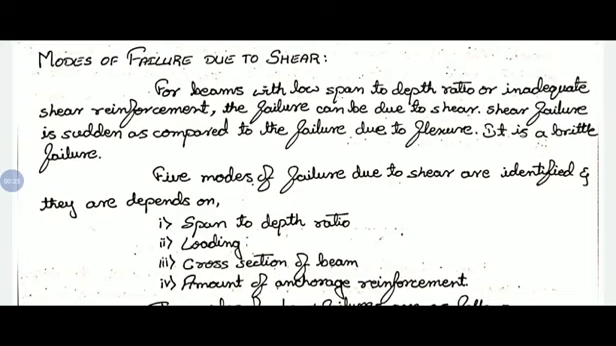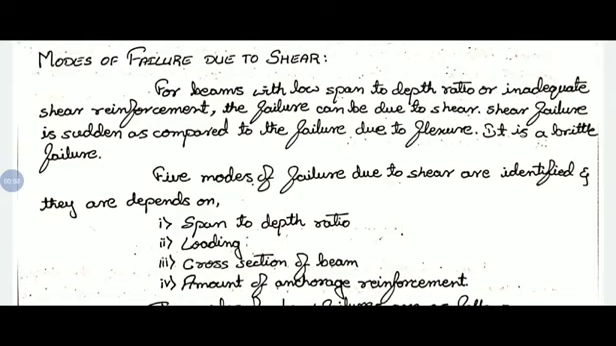So majorly the failure due to shear depends on the span to depth ratio, that is L by D ratio, or insufficient shear reinforcement provided in the beam. These are the two main reasons which we can come across in the modes of failure due to shear.